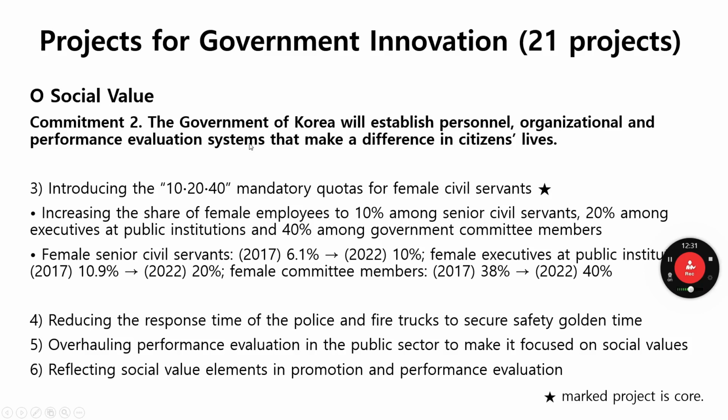Commitment 2. The government of Korea will establish a personnel, organizational, and performance evaluation system that makes citizens thrive. The third is introducing the 10, 20, 40 mandatory quota for female civil servants. It increases the share of female employees to 10% among senior civil servants, 20% among executives at public institutions, and 40% among government committee members.